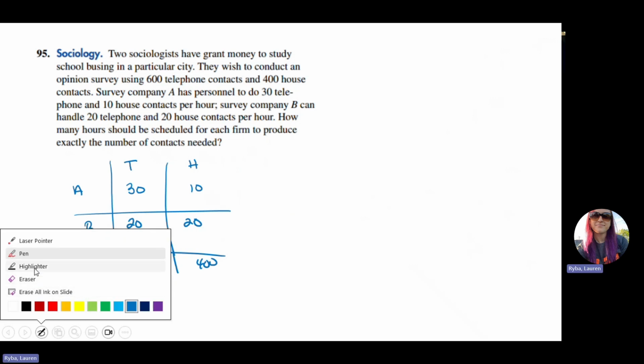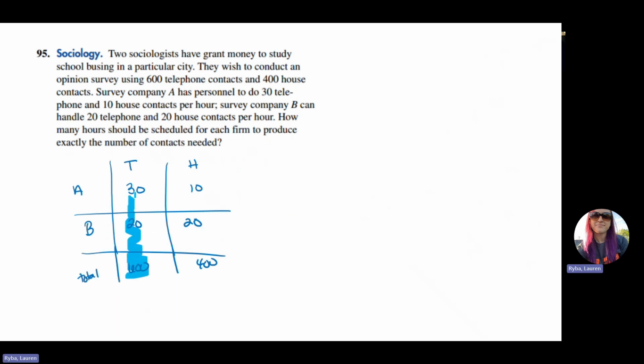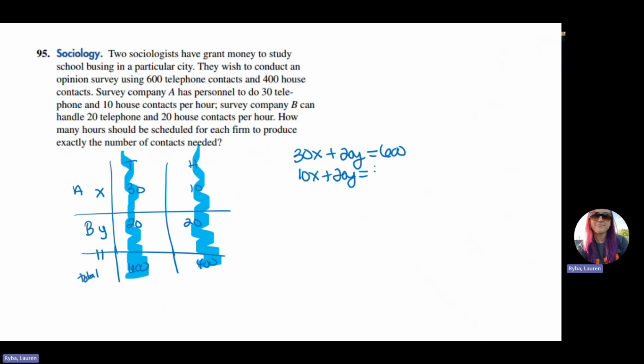Okay? You always go from your total in the opposite direction to create your equations. So my equations here are 30x plus 20y equals 600. So this is x, this is y, this is the total. And then the next one is 10x plus 20y equals 400. So it's just knowing that wherever your total is, if it's a row, the equation is in a column. If it's in a column, the equations are in the rows. It's always the exact opposite of what it is.